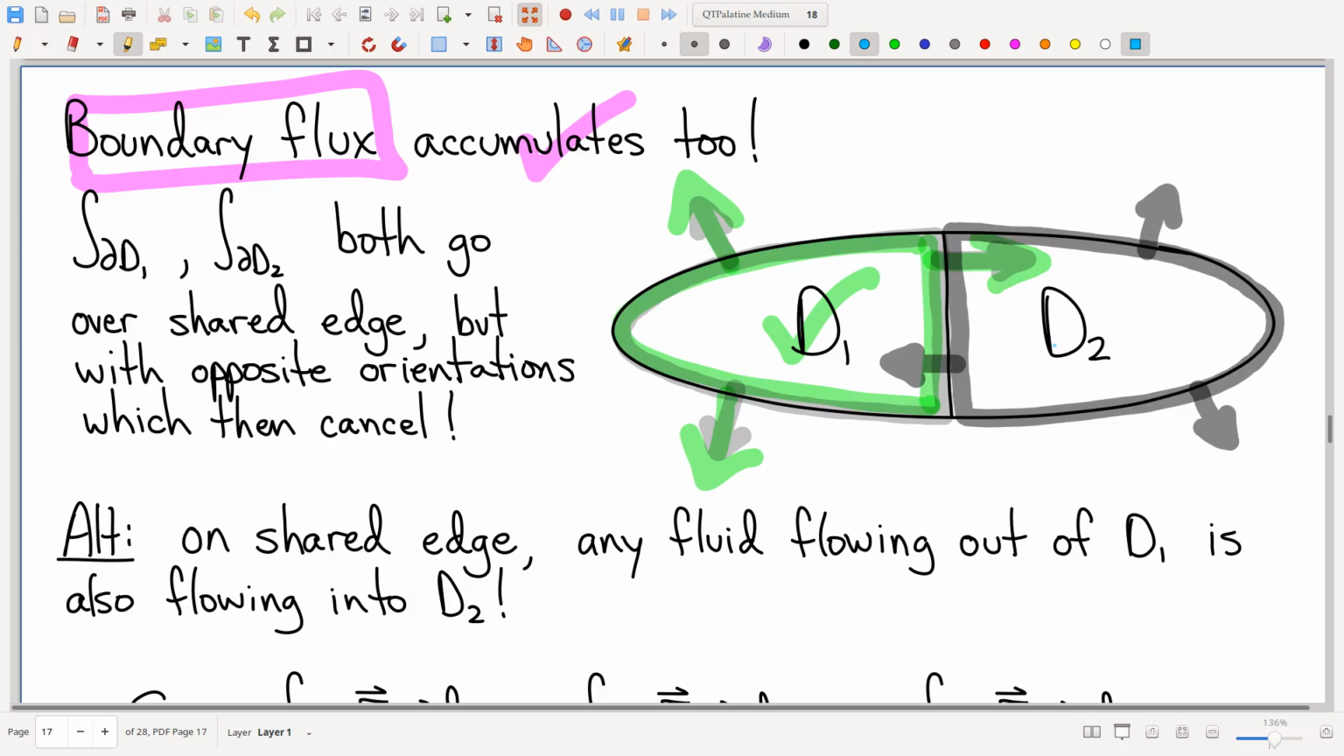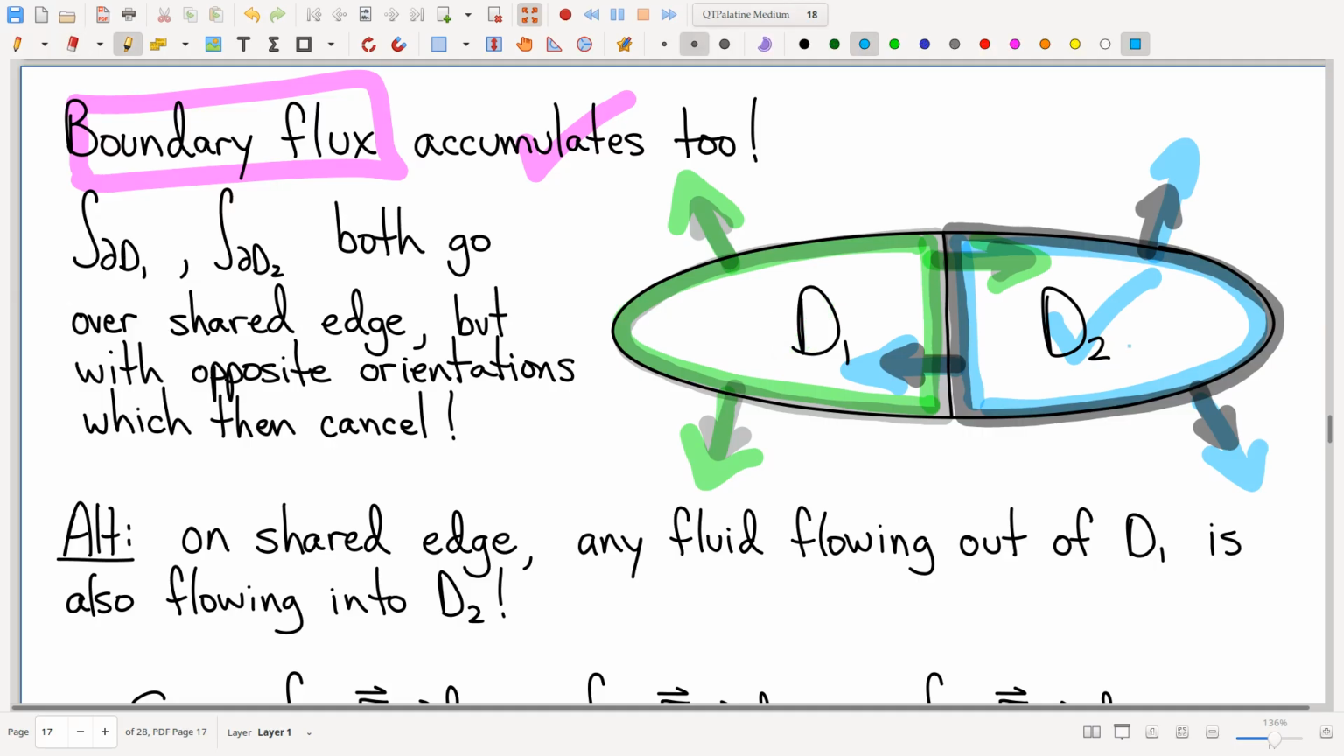Let's look at the right half. The right half, its boundary is like this, and again, oriented like so. Again, outward, away from the thing whose boundary we're looking at, right? Talking about the boundary of D2. That's what outward from D2 means. Right? Okay, does this add up correctly?